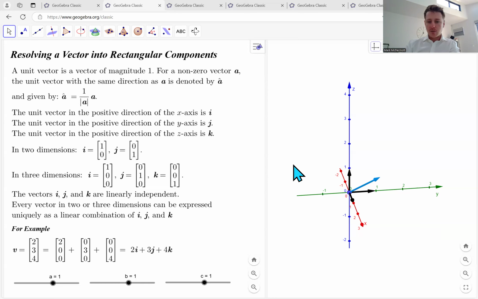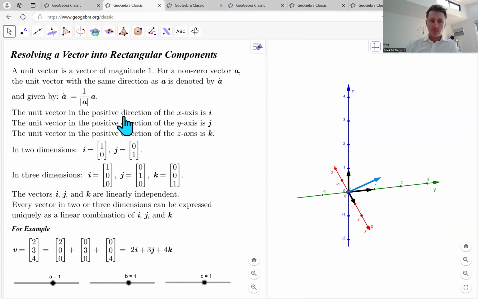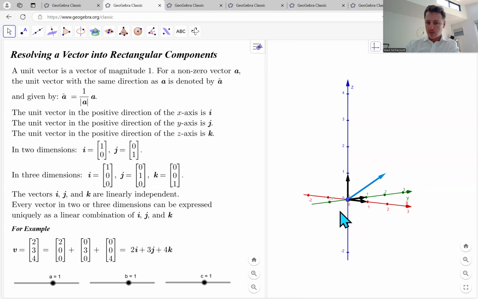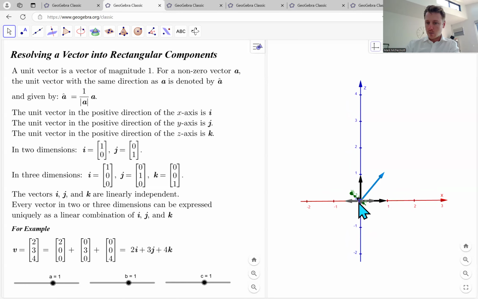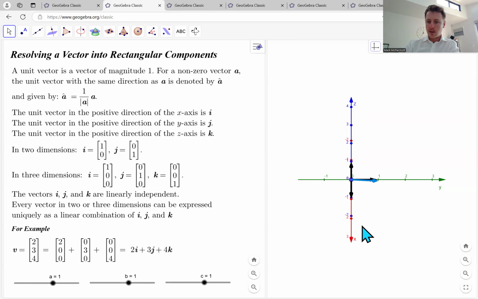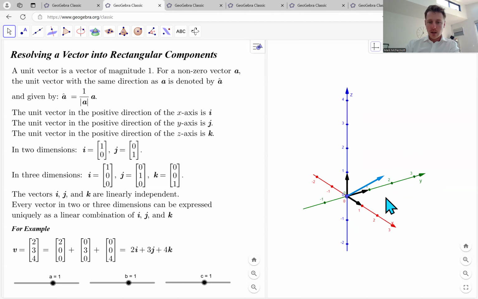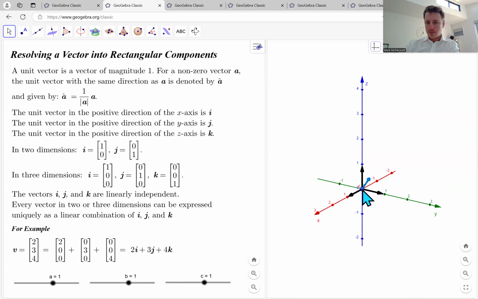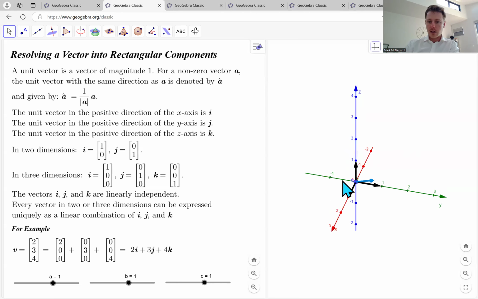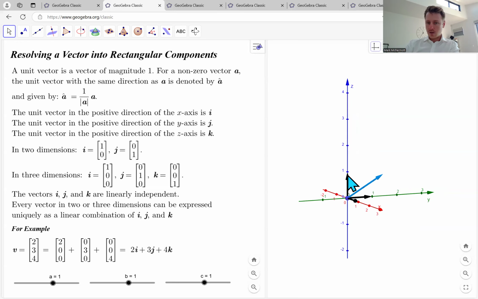And then we have some special vectors, which we call the component vectors. The unit vector in the positive direction of the x-axis is called the i vector. If we look at our little diagram here, that would be this vector here, pointing at the point 1, 0, 0 in our 3D plane. The unit vector in the positive direction of the y-axis is j, so that's this one here. And the unit vector in the positive direction of the z-axis is k. I said k before, I meant to say j before. So that's this one here, pointing with a magnitude of 1 in the z direction.